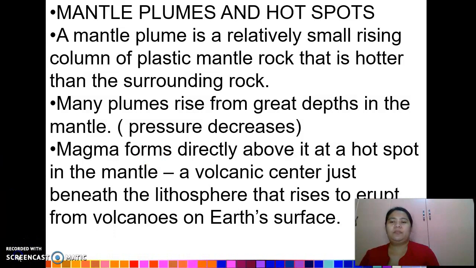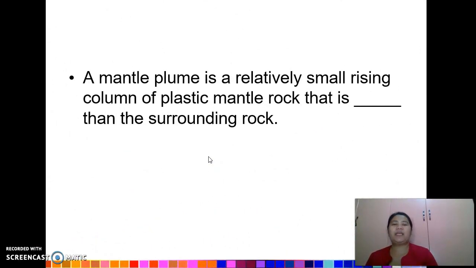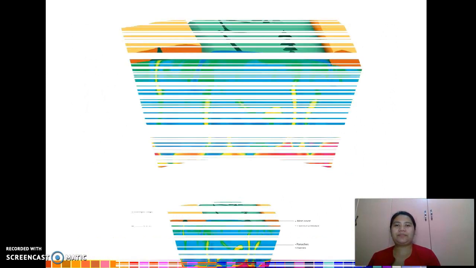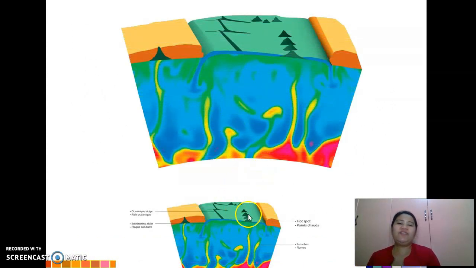Next. A mantle plume is a relatively small rising column of plastic mantle rock that is hotter than the surrounding rock. These are the different mantle plumes rising from the core-mantle boundary, or from the deep part of the mantle, and then rising up as magma. It is less dense than the surrounding rock.